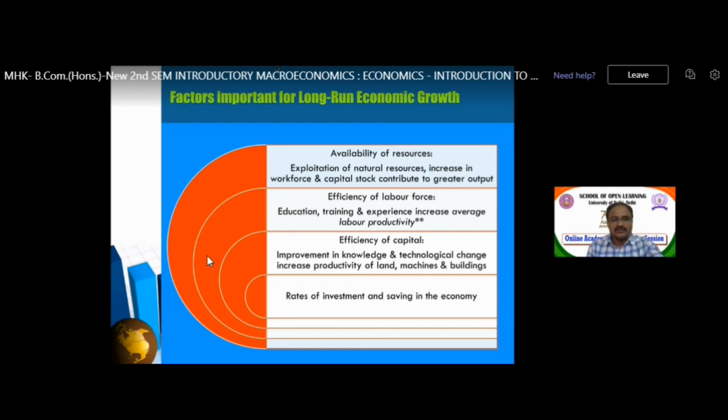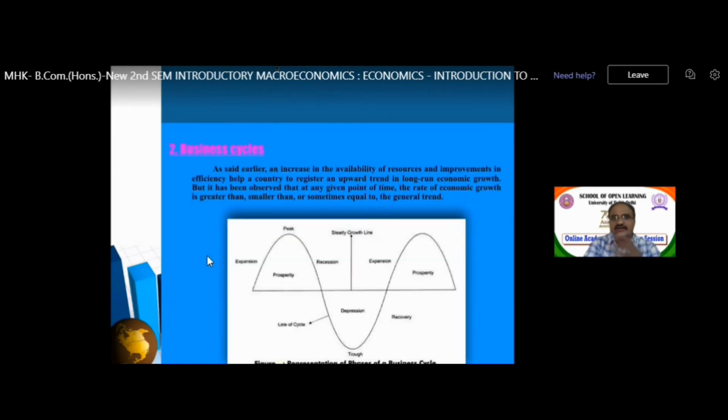So what are the rates of investment and saving in the economy? Other factors which influence long run economic growth are the rates of investment and saving in the economy. Right? So we can look at the rates of investment and savings. That means more investment will lead to a higher economic growth rate. More saving will lead to more economic growth. So we will discuss each and every concept in the coming classes. Okay. So these are the factors which will influence the long run economic growth rate.